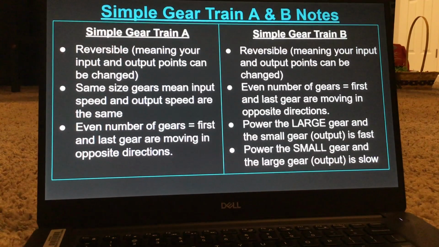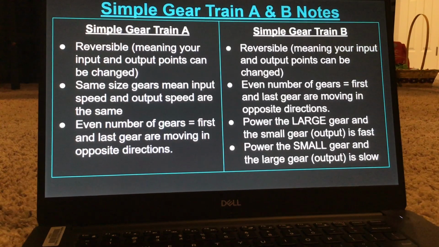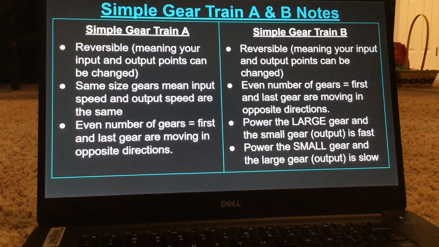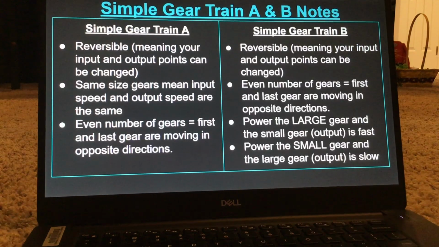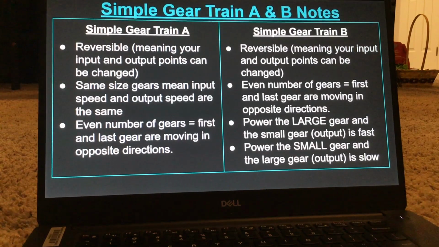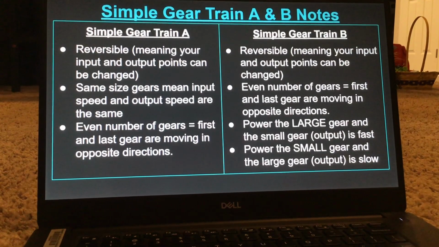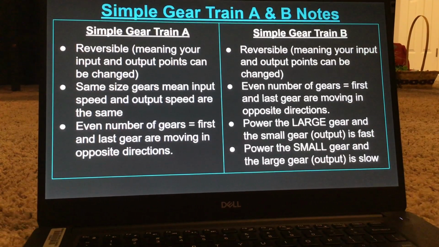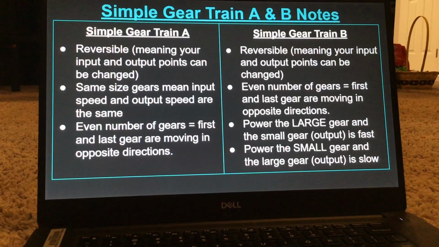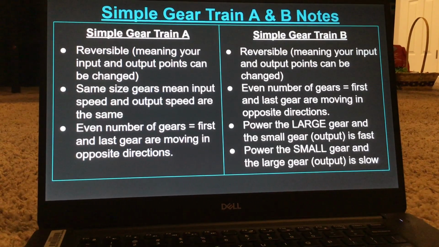In a simple gear train A, just A is just for first example, it's going to have the same size gears. So when that happens, when you have the same size gears, your input and output are going to be going the same speed. And with this system, it has two gears linked together, which I'm going to show you in a second. And if there's an even number of gears, which we will have two, then that means that our first and our last are going to move in opposite directions. And this actually applies for any even number of gears in a row.